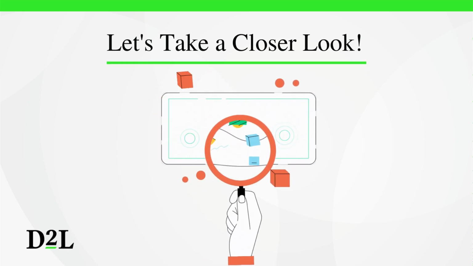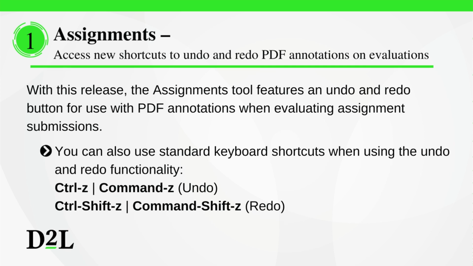Let's take a closer look at this month's features. With this release, the Assignments tool features an undo and redo button for use with PDF annotations when evaluating assignment submissions. You can also use standard keyboard shortcuts when using the undo and redo functionality. These are Ctrl-Z or Command-Z for undo, and Ctrl-Shift-Z or Command-Shift-Z for redo.